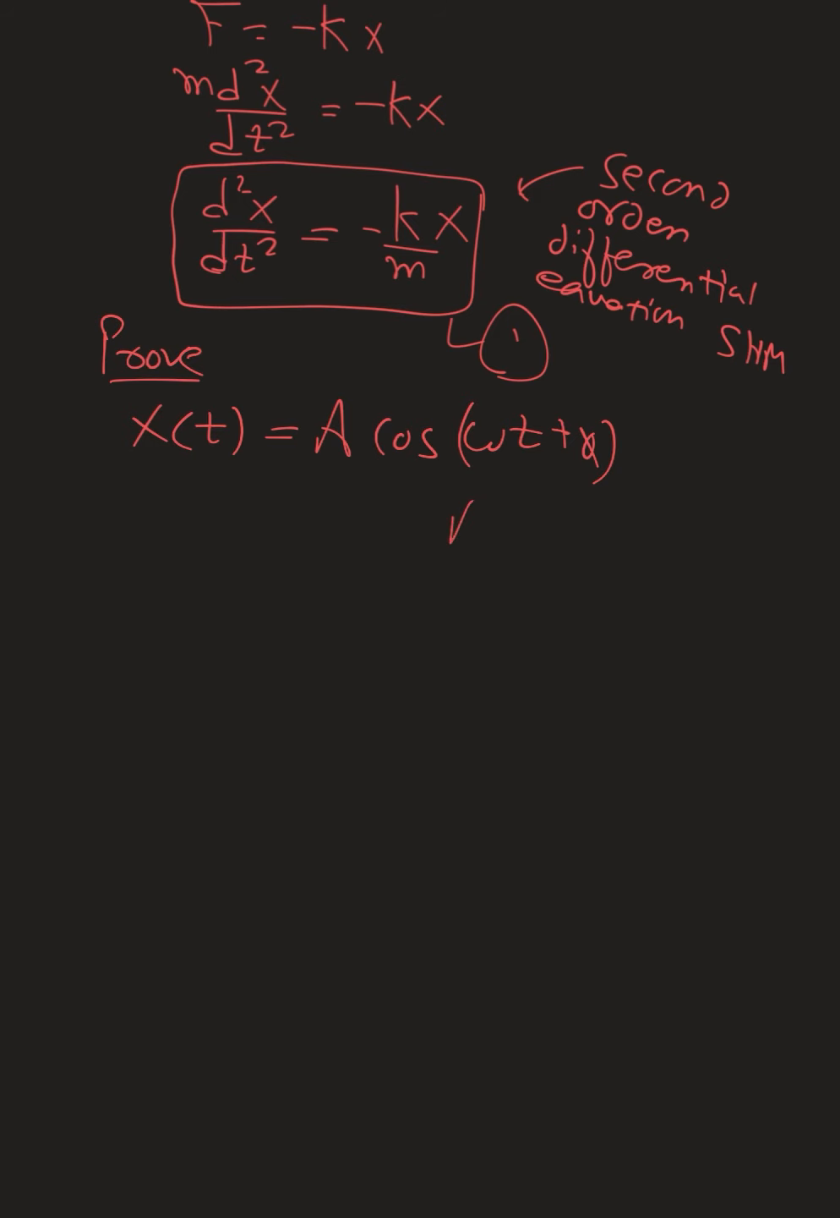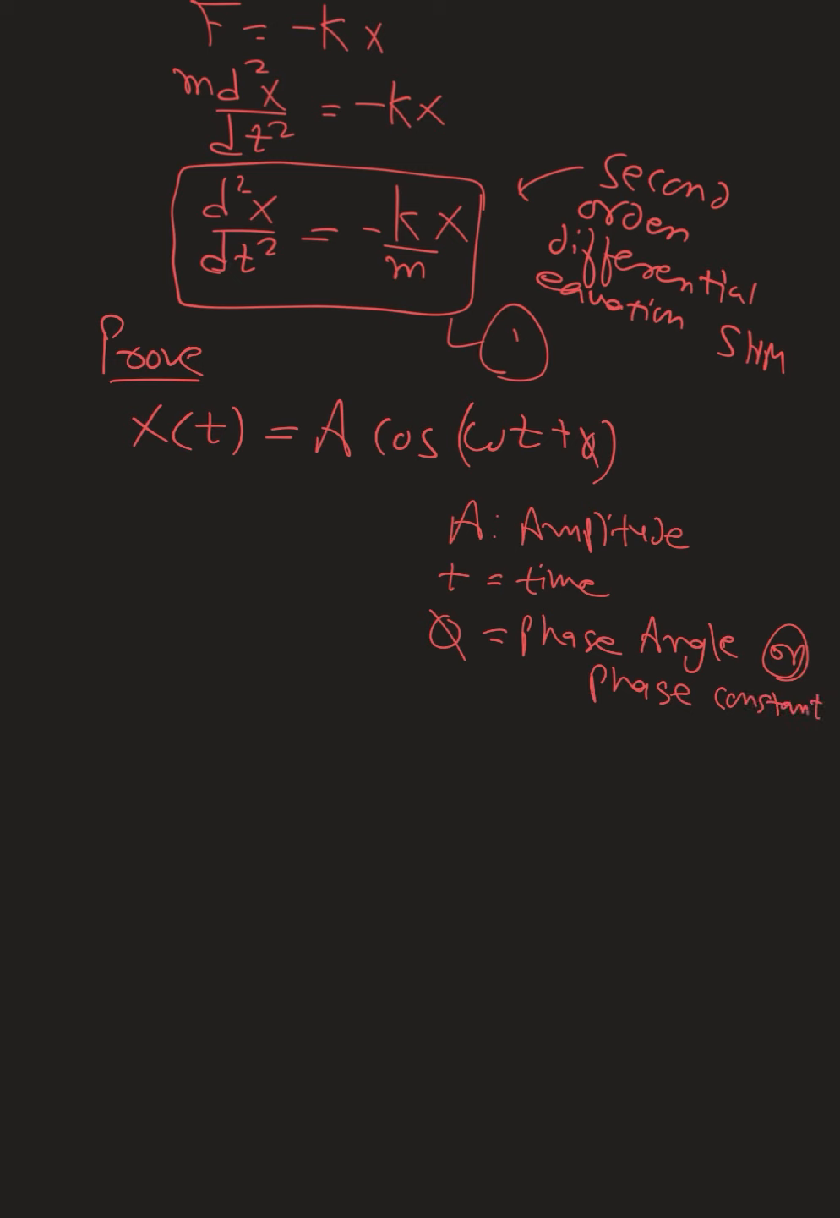That's right, a is amplitude, your t is time, right? Your phi is a phase angle, or phase constant. And your omega is your angular frequency.